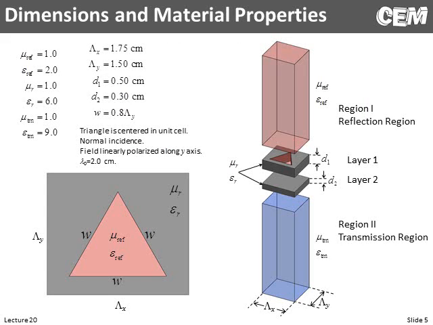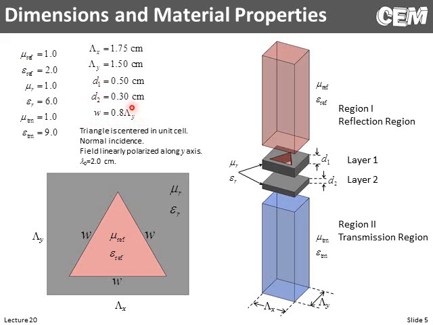So here are all the dimensions, and we can see that it is a slightly rectangular unit cell. It has a width of 1.75 centimeters in the x direction and 1.5 centimeters in the y direction. Here are the material properties in the reflection region, material properties in the transmission region, and then the permeability and permittivity in the diffraction grating region.